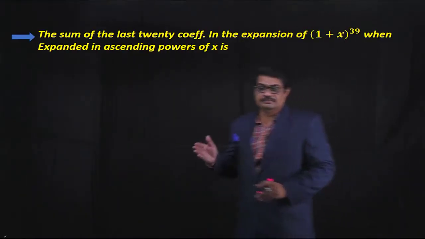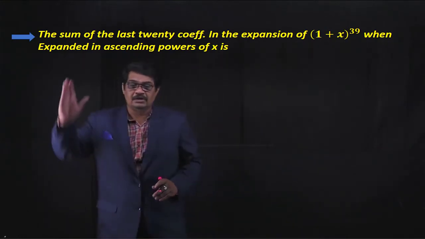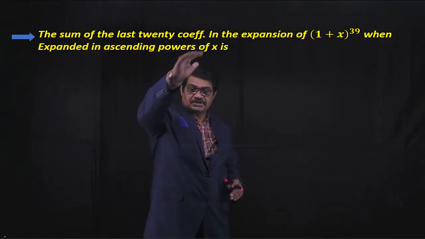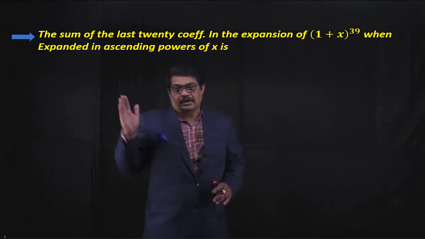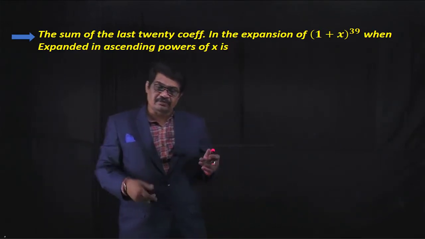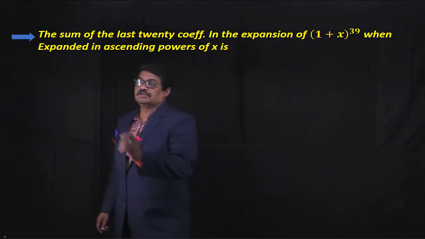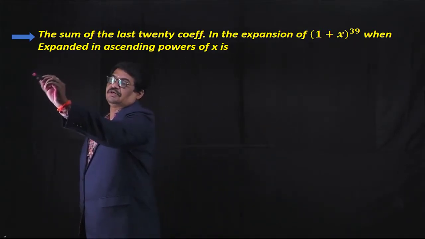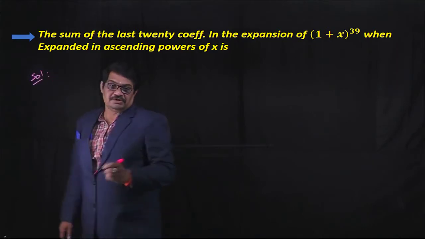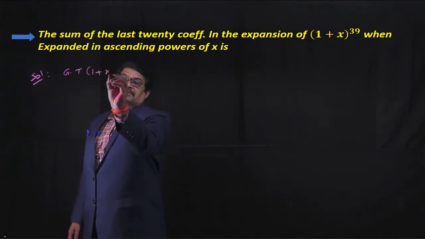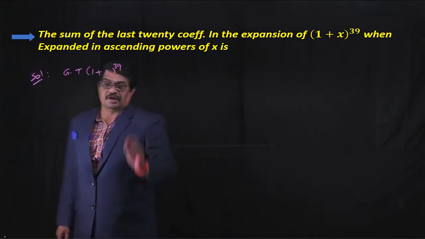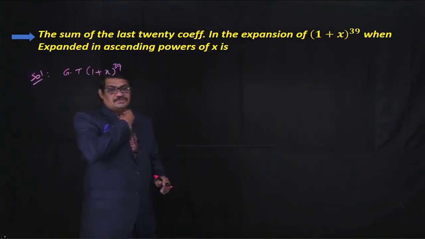See the problem. The sum of the last 20 coefficients in the expansion of (1 plus x) whole power 39 when expanded in ascending powers of x. Okay, so that is the problem. See the solution. So what is the given expression here? That is (1 plus x) whole power 39. So this is the given expression.